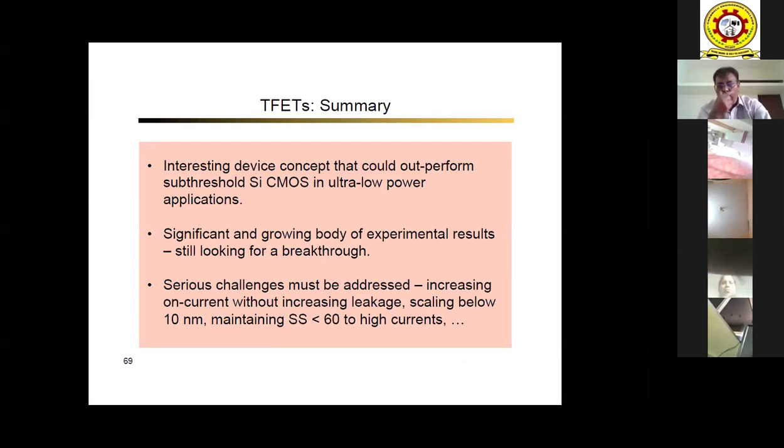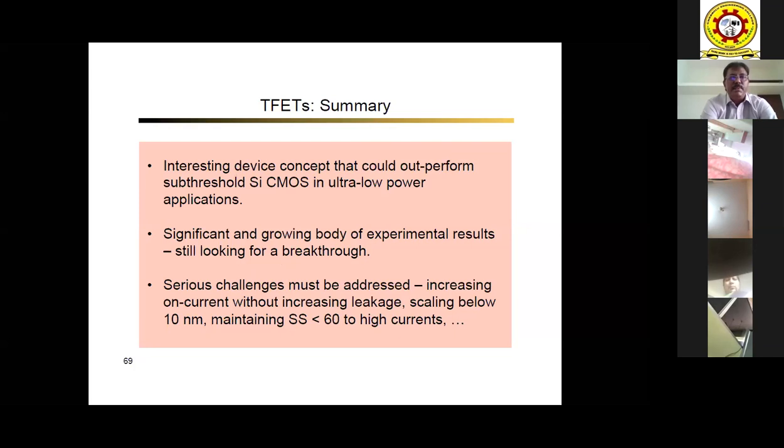Nanowire also is a promising candidate. As I said, each candidate has certain pros as well as certain cons. TFETs are an interesting device concept that could outperform sub-threshold silicon CMOS in ultra low power. Okay, sub-threshold slope is quite good in TFETs. There is a significant and growing body of experimental results, still looking for a breakthrough. Serious challenges must be addressed, like increasing on current without increasing leakage, scaling below 10 nanometers, maintaining sub-threshold swing below 60 at higher currents. They are all some of the challenges.